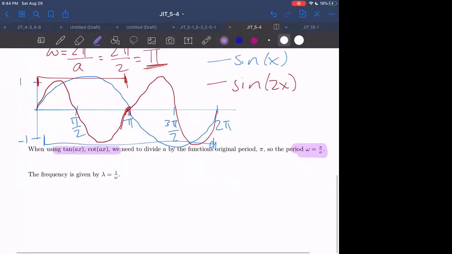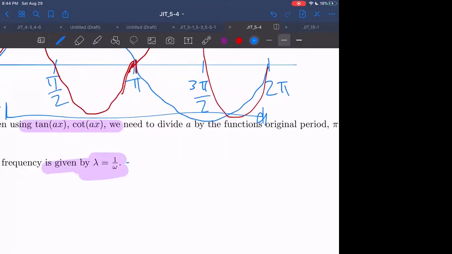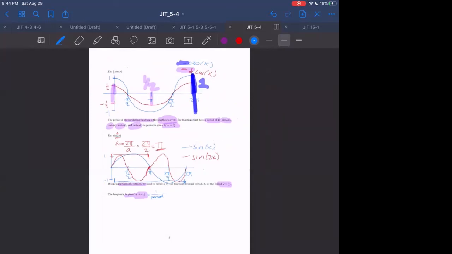All right, and so then we've got frequency, which is given by lambda, and that's just 1 over omega, or whatever our period was. So frequency is just 1 over our period. All right, so there are our graphs using sine and cosine and their frequency and period and phase shifts. If you've got questions on this, you can let me know in class or send me an email.